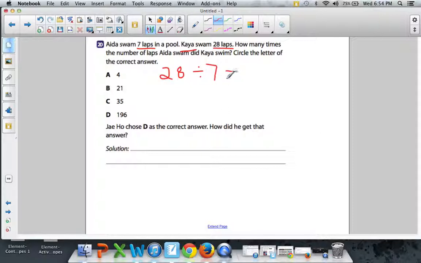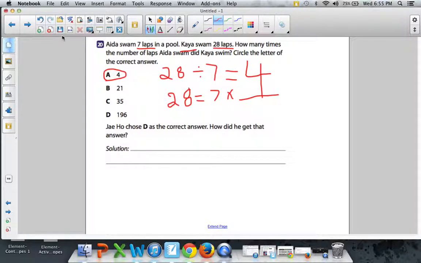Well, 28 divided by 7. Or you could have written a backwards equation and gotten 28 equals 7 times blank. Two different ways to think about pretty much the same thing. Either way, the answer is the same. 7 times what equals 28? 28 divided by 7 is what? I'm going to write it big right here because it counts for both. 4. Cool. So let's circle A.